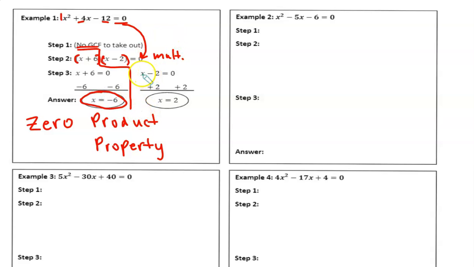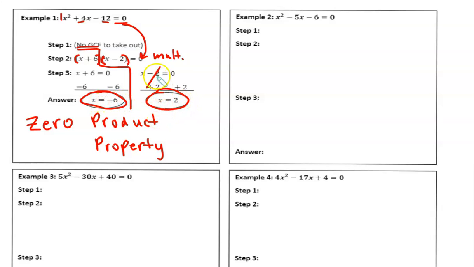Now go to the other equation. I got x minus 2 equals 0. Well, I need to move the minus 2. How do you undo a minus 2? You plus a 2 on both sides. Plus 2, plus 2. So those cancel out. So I get x equals a positive 2. All right, so my answers are x equals negative 6 and x equals 2.